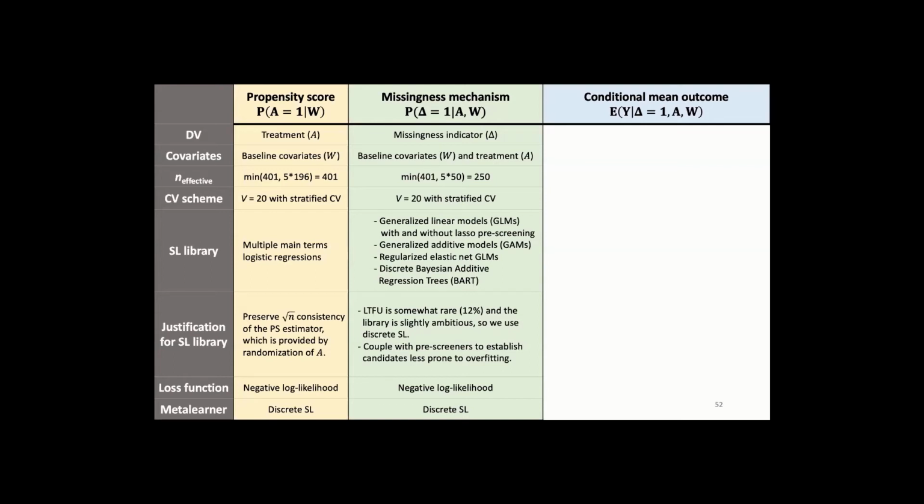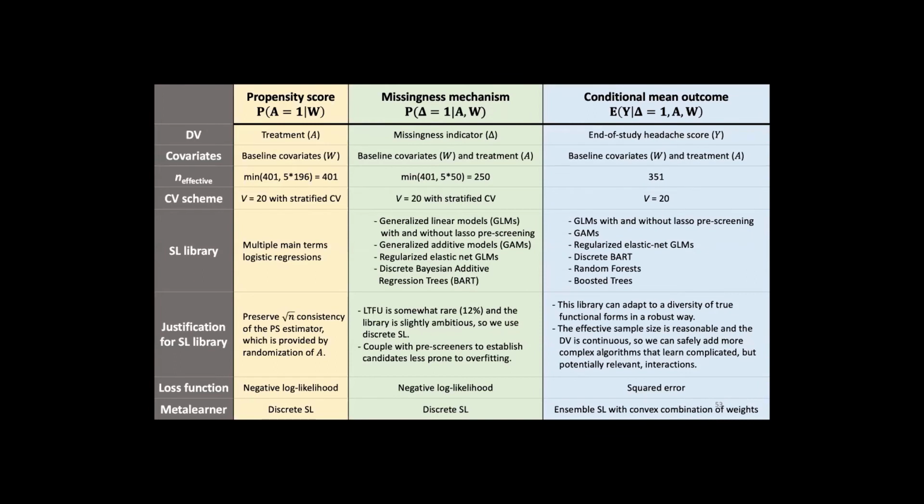Here, loss to follow-up is somewhat rare. It only occurs 12% of the time, and our N rare is only 50. And the library is slightly ambitious. So we use the discrete superlearner, and we couple it with pre-screeners to establish candidates that are less prone to overfitting. For the loss function, we use the negative log likelihood and a discrete superlearner.